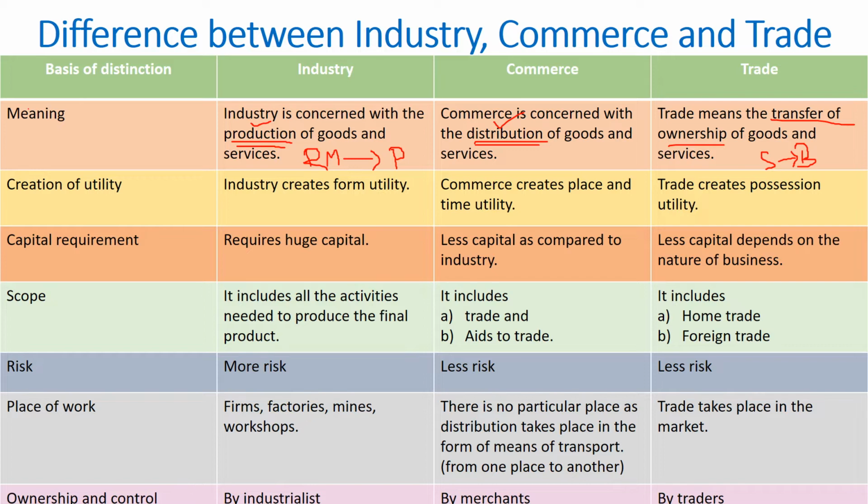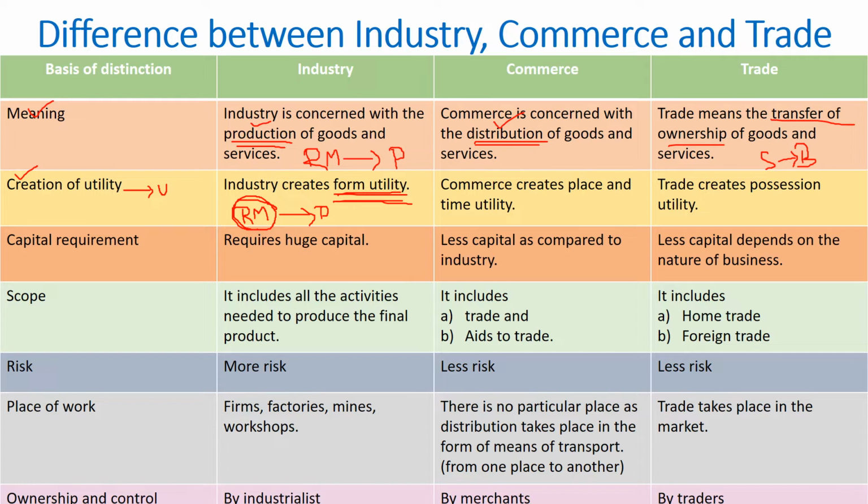The next point of difference is creation of utility. Utility means usefulness, how the goods are useful to the ultimate customers. Industry creates form utility. How is the industry creating form utility? As we all know, it is not possible for a human being to use raw materials directly. So the industry transforms these raw materials into finished products that can be used by the ultimate customer. In this way, the industry is creating a form utility for the goods and services.